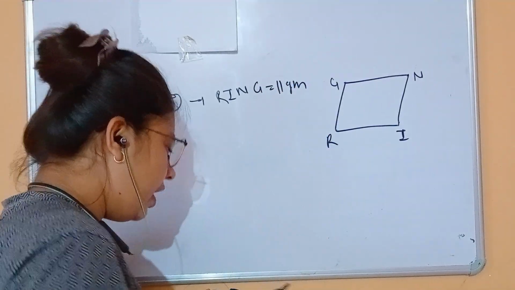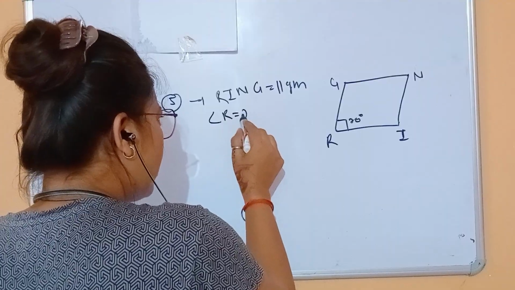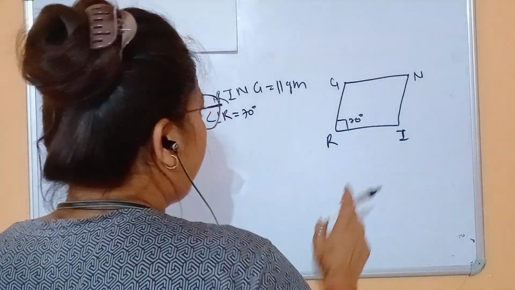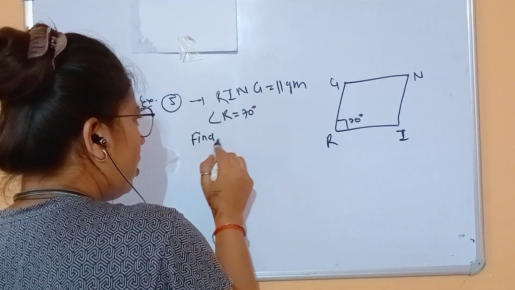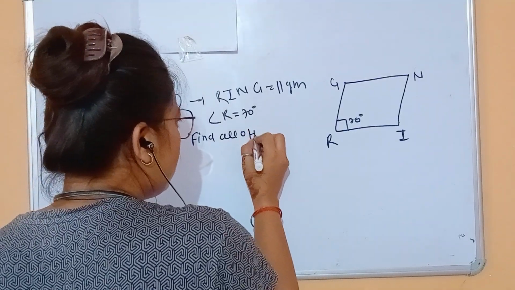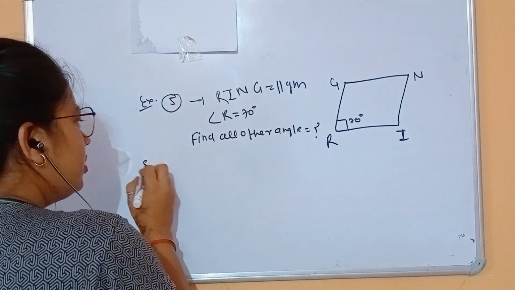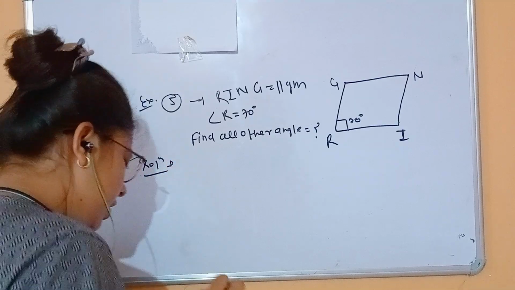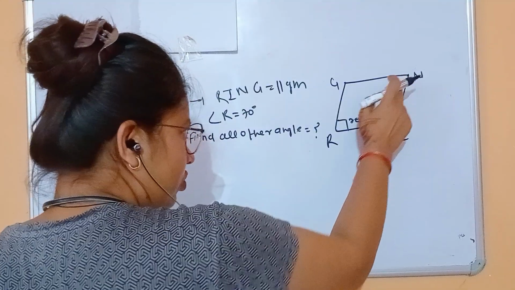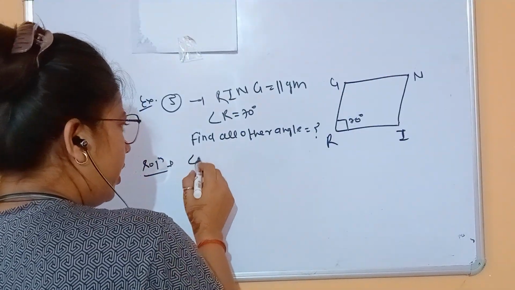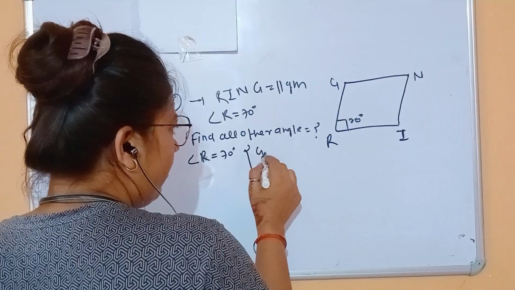It says that angle R is equal to 70 degrees. So angle R is equal to 70 degrees. Find all other angles: I, N, G. Find all other angles. So what do we write here in the solution? Angle R is 70 degrees, given. You can write here, given that.